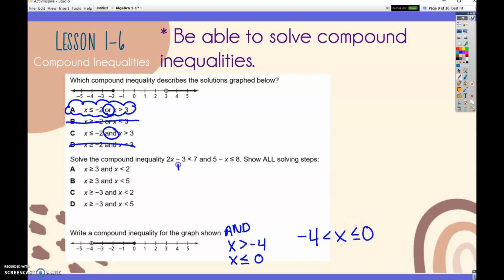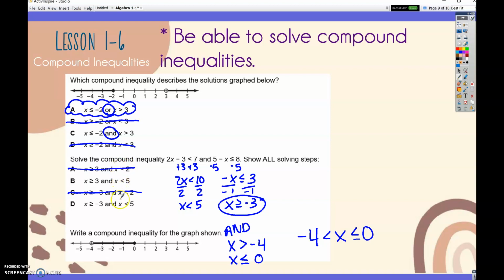Sometimes you're going to have to solve the inequalities before you know which way it's supposed to be shading. And you've done that in the previous section. So here we'd have x is less than 5. We know these ones are not an option. And if I subtract 5, I have -x is less than or equal to 3. Dividing by a -1 will change my x to positive, but it also flips the inequality. And I have x is greater than or equal to -3. So D would be my correct answer.